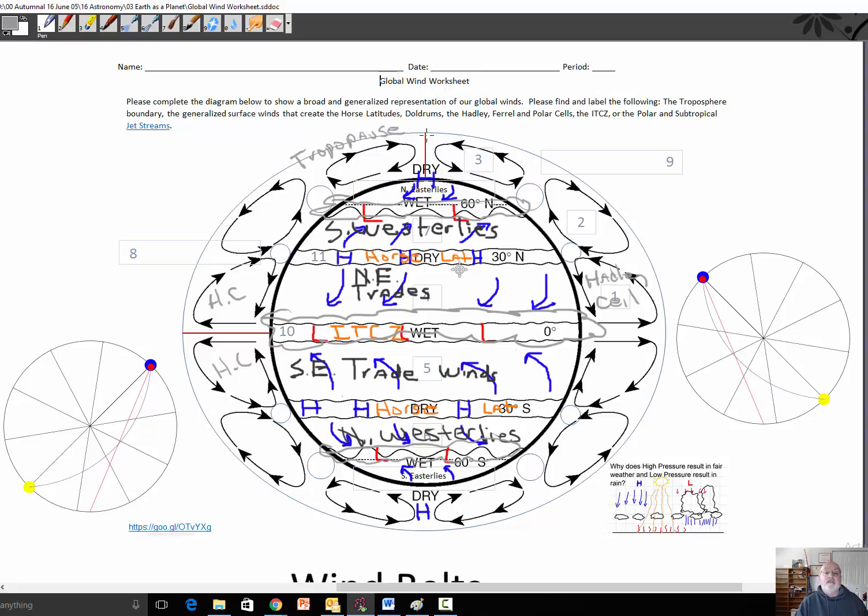The tropopause is thinner up here by the pole because it's cold, but it's more dense, and it's taller, less dense here by the tropics because of the warmth. So the 10, these are also called the doldrums. And these are called the subpolar lows, and this is called the polar high. And the only thing we don't have is this one yet. This is called the Ferrel cell.